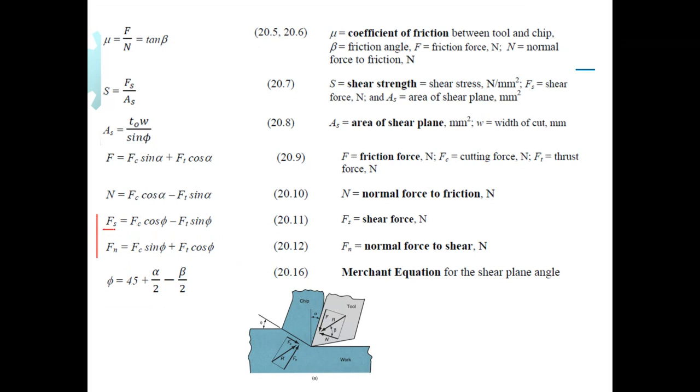This is already given. This is computed. This is computed. So this one is computed, and we have got this one as unknown. If we can somehow compute Fn, then we can form two equations and two unknowns, two simultaneous equations, and then we can solve the problem. So let's focus on computation of Fn.